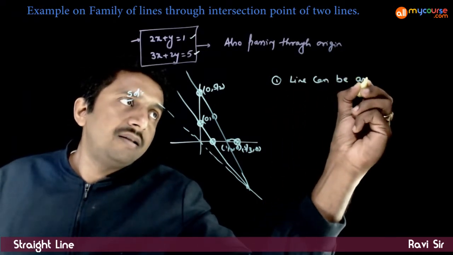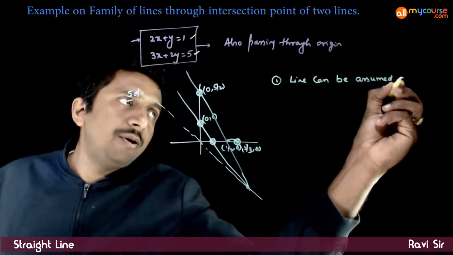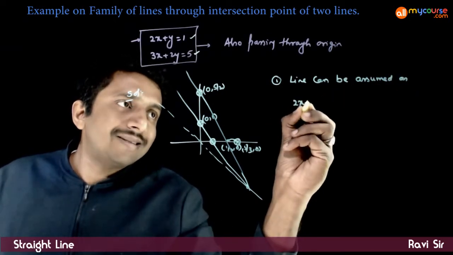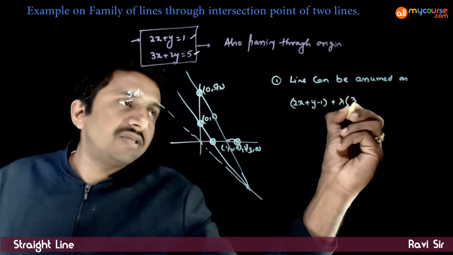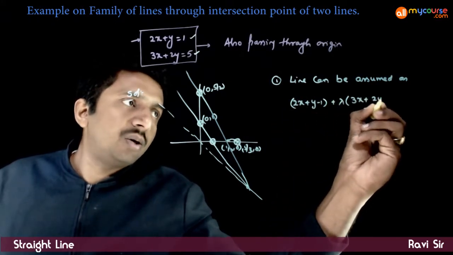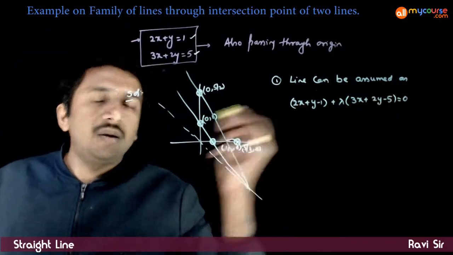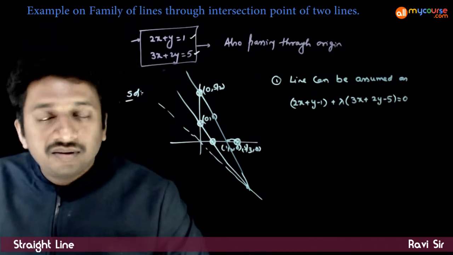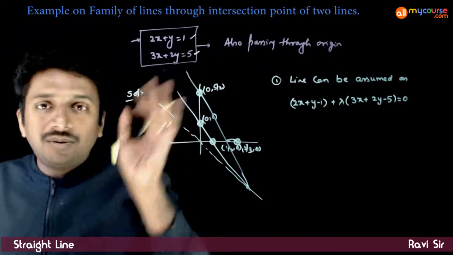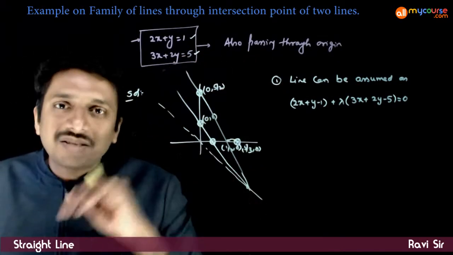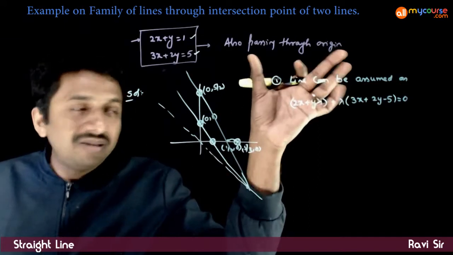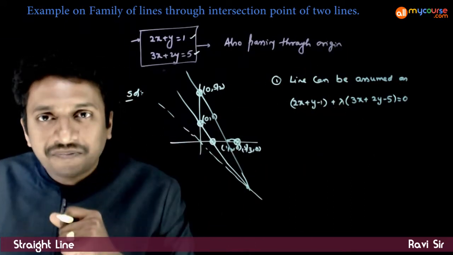2x plus y minus 1 plus lambda times 3x plus 2y minus 5 is equal to 0. Now this is any line passing through the intersection. Now I want that particular line which passes through origin. So this is the condition from which lambda can be found out.